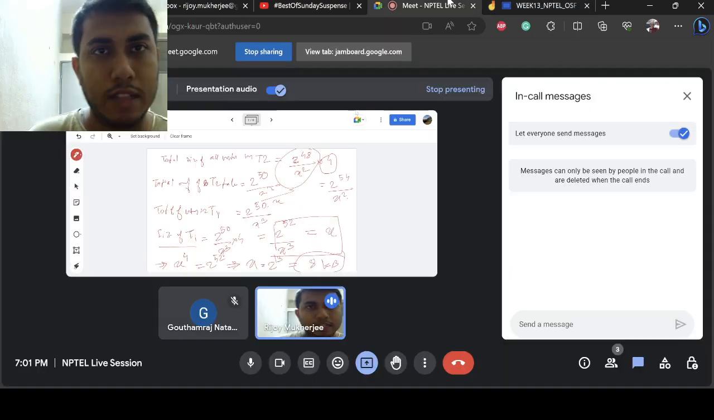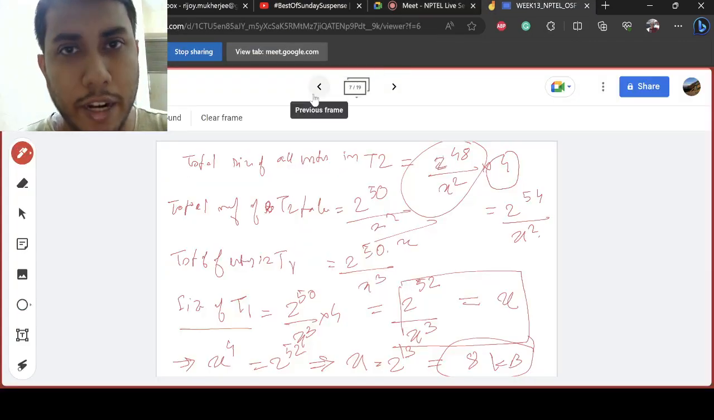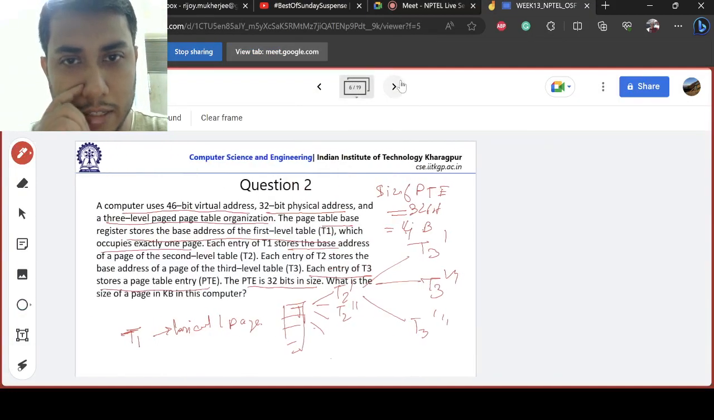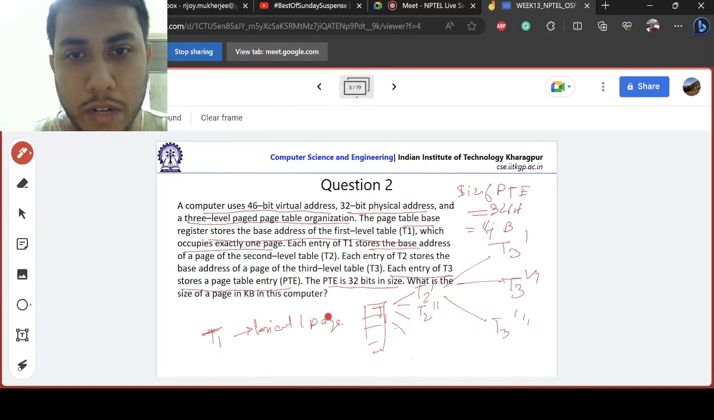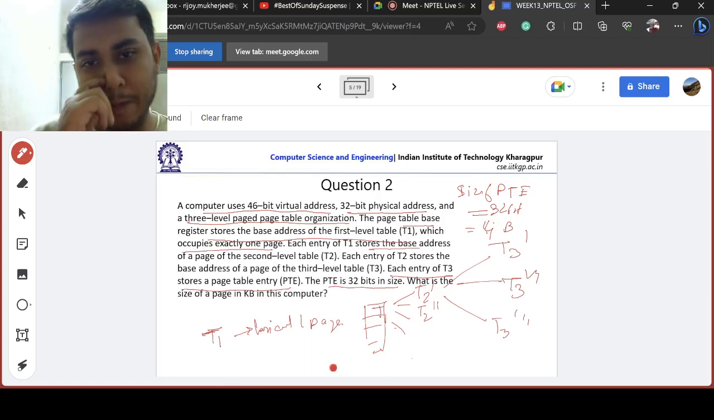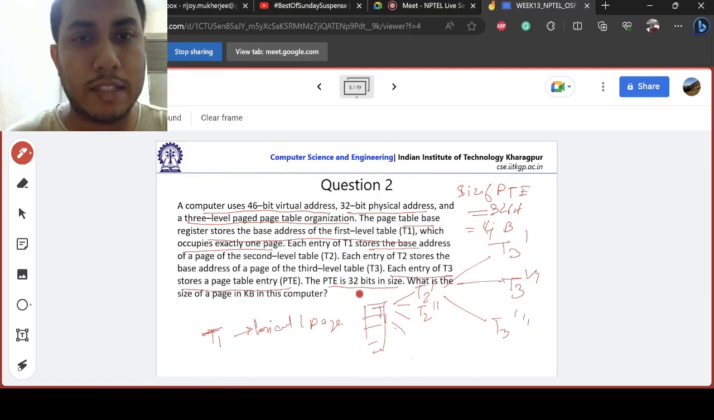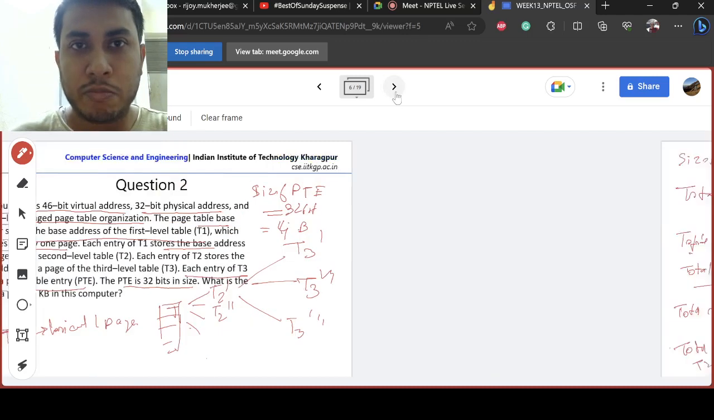Right, so that is how we do it. If I do a small recap of what we have done: there is one T1, that is a total of one page, and that is the first level. Then you have T2, where each entry of T1 points to one table in T2. Then you have T3, where each entry of a T2 table points to one T3 table, and so on.